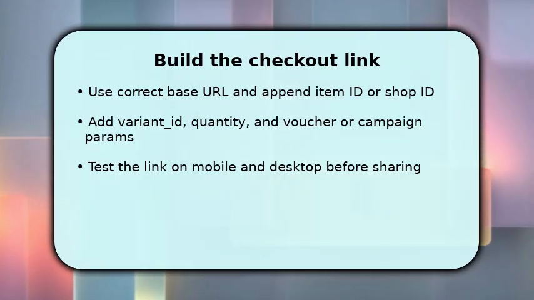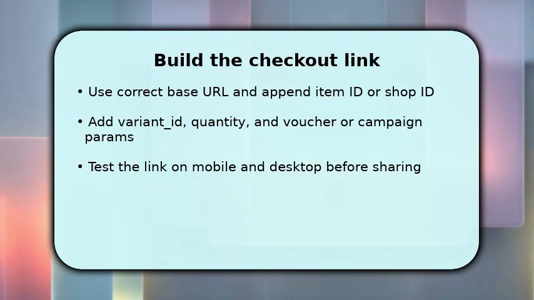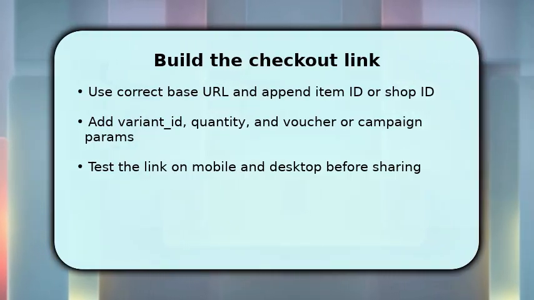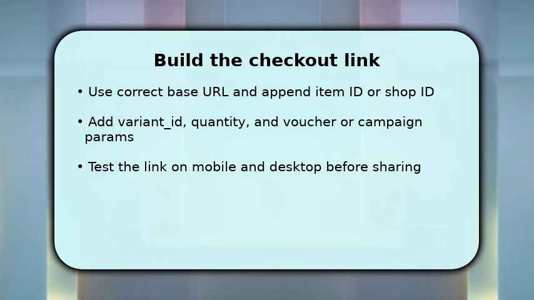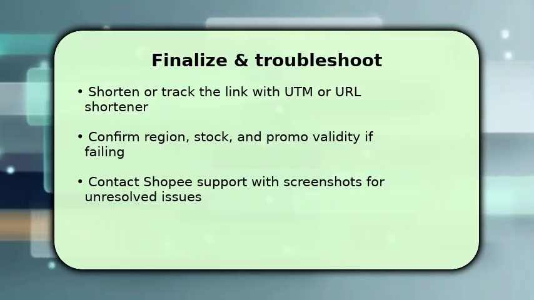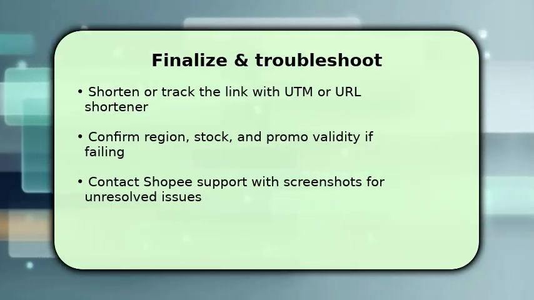Once assembled, test it in app and in a browser to confirm mobile redirection and parameter behavior. Make sure the link respects region and promo limits. Finish by shortening and tagging the link with UTM parameters so you can track clicks and conversions. Share the link in your campaign, but monitor orders to catch redirect or promo mismatches.